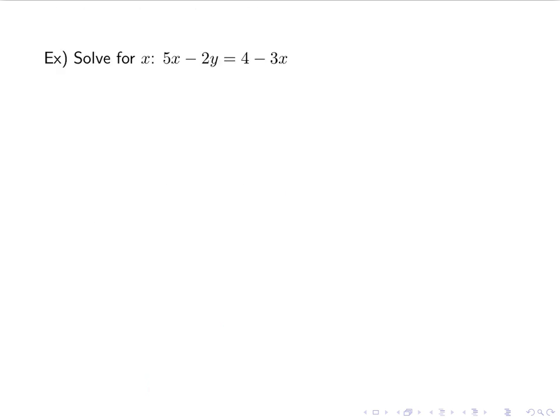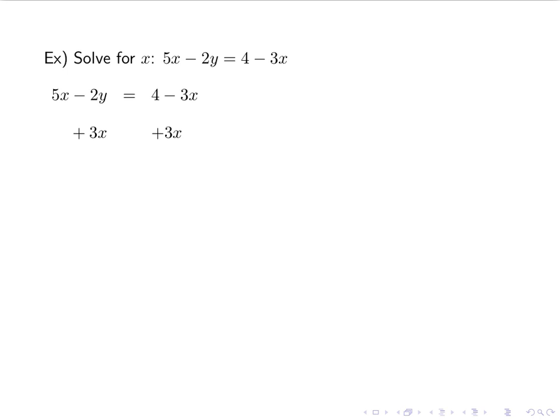So we have the equation 5x minus 2y equals 4 minus 3x, and we want to solve it for x. So notice we have two terms with our variable. So we're going to need to put those two terms on one side, all the other terms on the other. So we start with our equation, and then I'm going to move all of my x's to the left side. It doesn't matter which side you put them on. I could put them all on the left, I could put them all on the right. Typically, we'll end up putting them on the left, but it really doesn't matter.